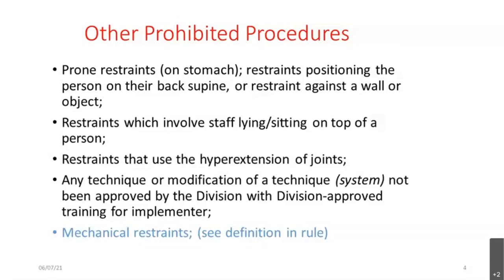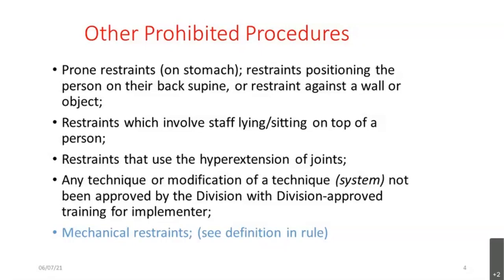And then anytime you're using a modification of a technique or a system that hasn't been explicitly approved by the division, that includes division approved training for the implementer. So it's not enough to say that now we use this cool system that's been approved. You have to actually have an approved training curriculum that goes with it in order to use it and not be prohibited. And then also mechanical restraints have and continue to be prohibited practices in our settings.